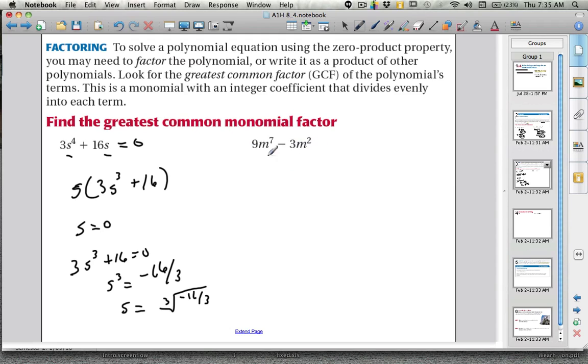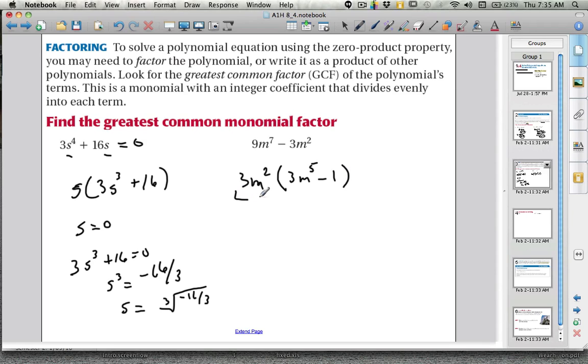If I look at this, you can see that, well, m squared is a factor of each item, and so is 3. So when I factor a 3 out of the 9, I'm left with 3. And when I factor m squared out of m to the 7th, I have m to the 5th. And this and that are the same item, so this factored out of that will just be 1.